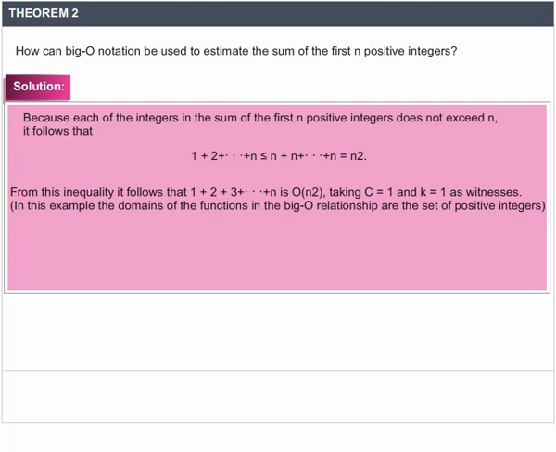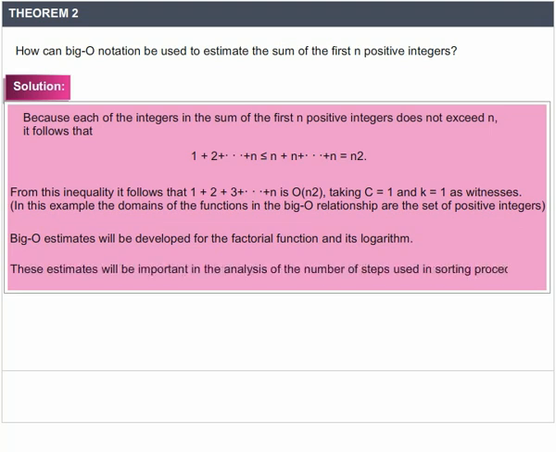In this example, the domains of the functions in the big O relationship are the set of positive integers. Big O estimates will be developed for the factorial function and its logarithm. These estimates will be important in the analysis of the number of steps used in sorting procedures.